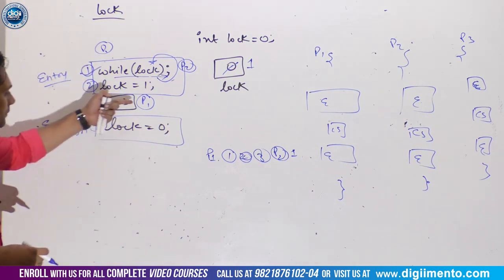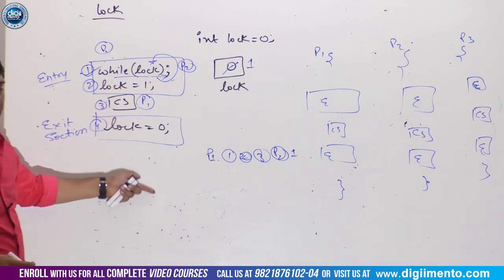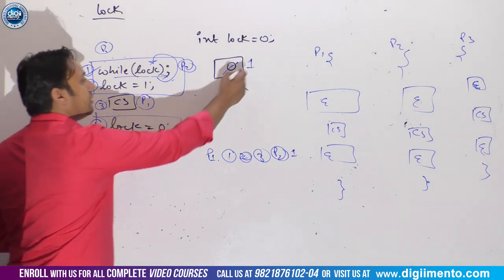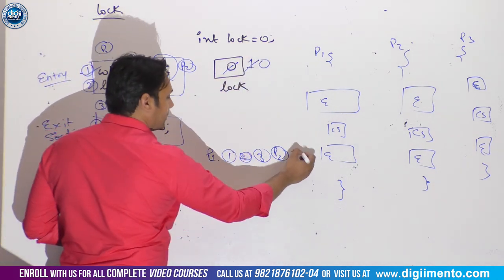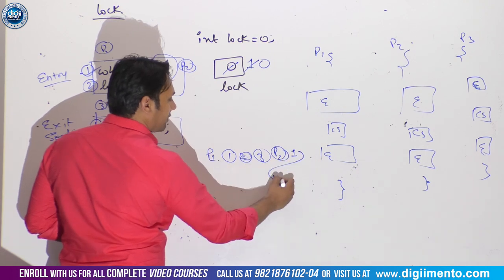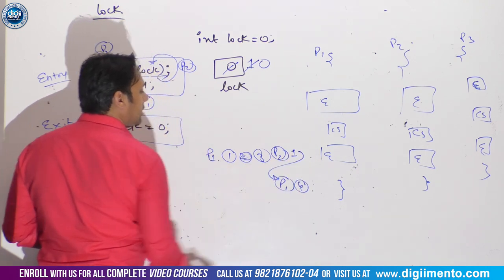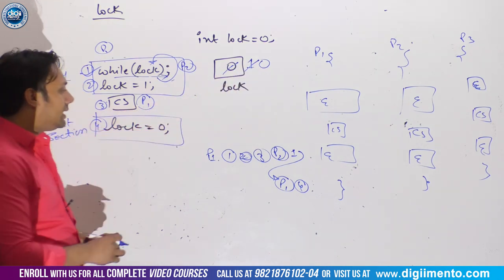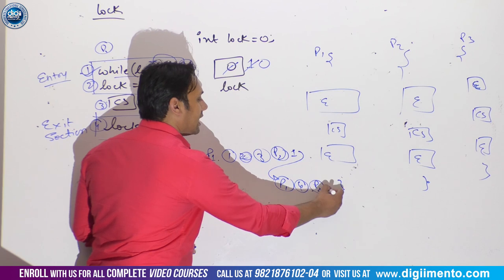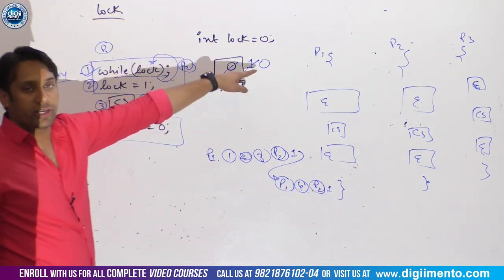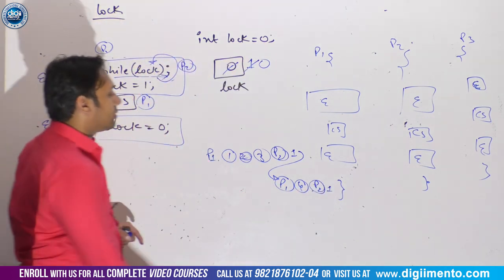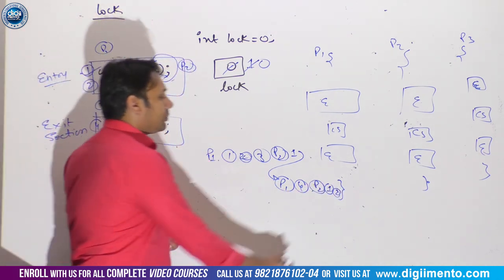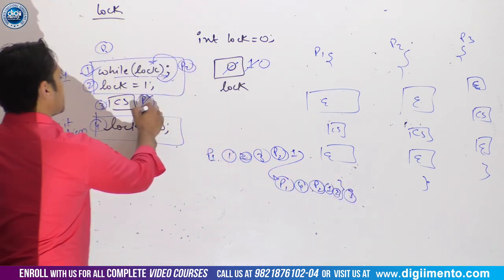Now, when this P1 process will come out of this critical section, jab ye P1 process critical section se bahar aa jayega, then it will make the value of lock as 0. Again the CPU is given to the P1 process, P1 executes line number 4, that means P1 made the value of lock as 0. Now simply P2 process can execute line number 1 again, and it will see the value of lock is 0. Then P2 process will execute line number 2, and then P2 process can simply enter the critical section.